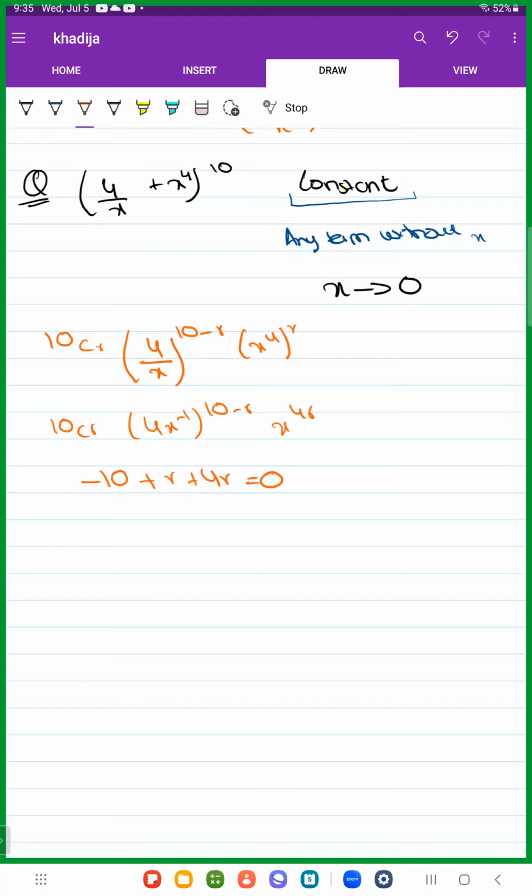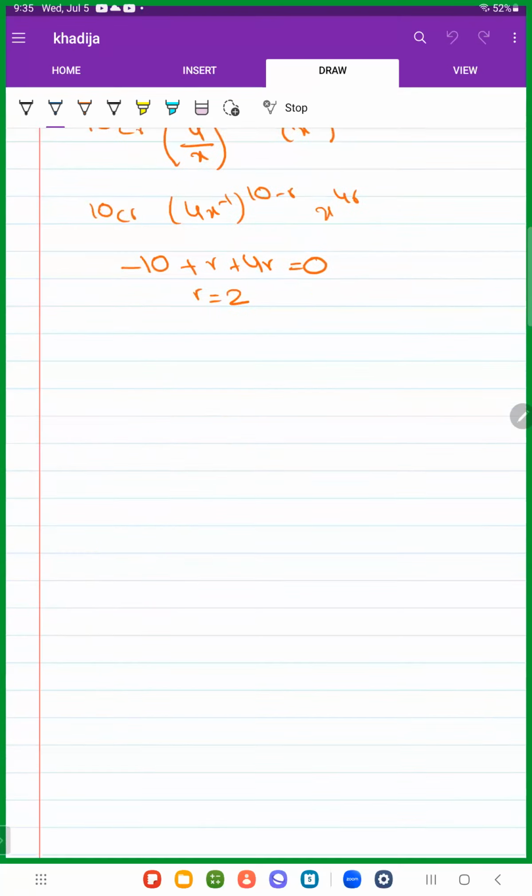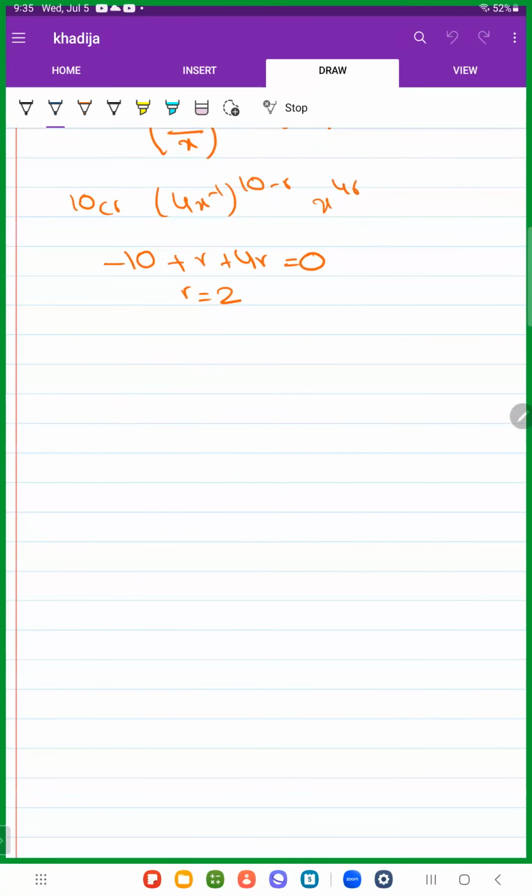Yes, okay. Maybe 5r equals 10. r equals 2. Yes, perfect. You don't need to solve further, but you understand this, right? Okay, just give me an answer. If I would have asked you to find the term with 1 upon x squared, what would you have equated the expression to?